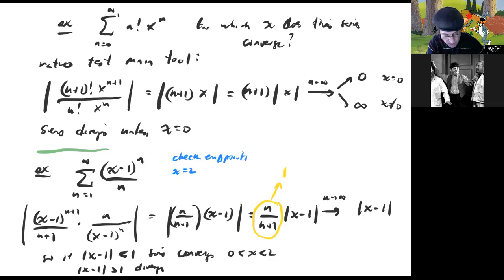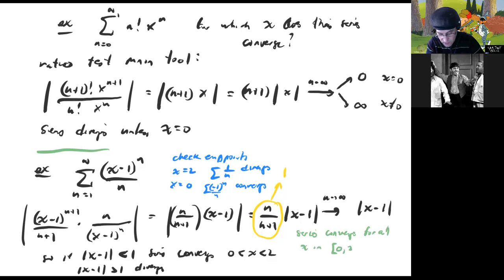So if x equals, say, 2, what happens to the series? You get the summation of 1 over n, which diverges. It's the harmonic series. And if x equals 0, you're going to get the summation of minus 1 to the n over n, which is the alternating harmonic series, which converges. So the answer to the question, which I'll give in green, is that the series converges for all x in the half open interval [0, 2), and diverges otherwise.